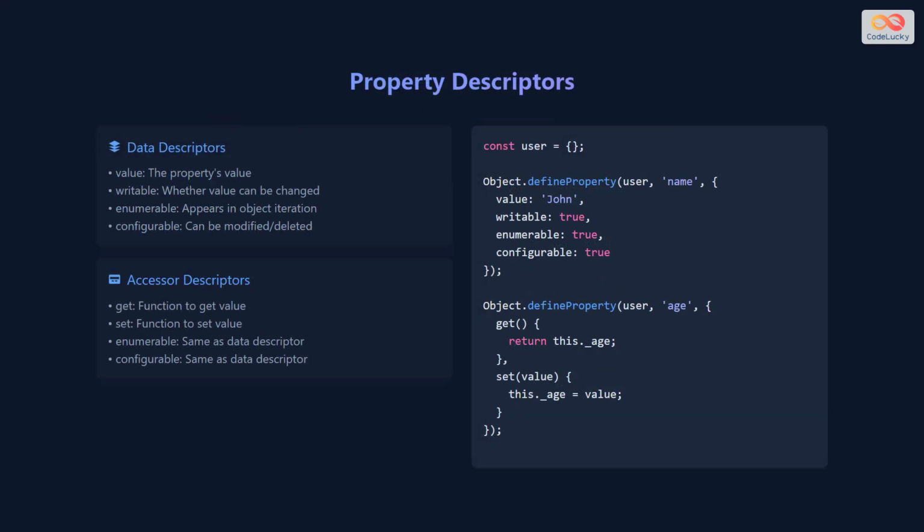Property descriptors provide fine-grained control over object properties. Data descriptors are used to define regular properties and include attributes like value, which is the actual value of the property, writable, which determines whether the property's value can be changed, enumerable, which specifies whether the property will appear during object iteration, and configurable, which indicates if the property's descriptor can be modified or deleted. Accessor descriptors define getter and setter functions for a property, which provides a way to execute code when a property is accessed or modified. They also have the enumerable and configurable properties.